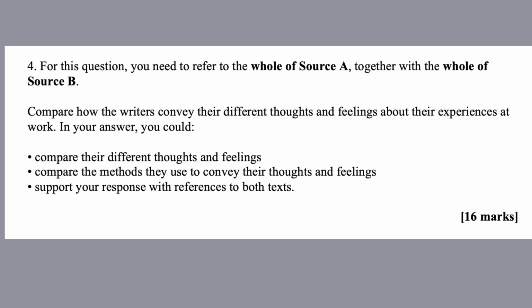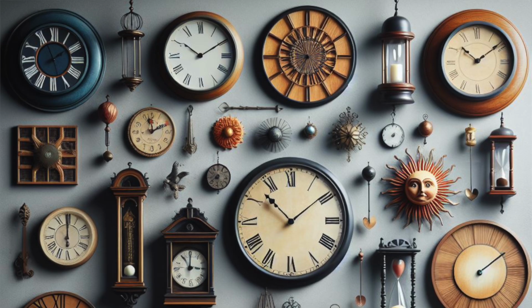For this question, you need to refer to the whole of source A together with the whole of source B. Compare how the writers convey their different thoughts and feelings about their experiences at work. In your answer, you could compare their different thoughts and feelings, compare the methods they use to convey their thoughts and feelings, support your response with references to both texts. 16 marks. Now, as a 16-mark question, you should spend around 20 minutes on this one.